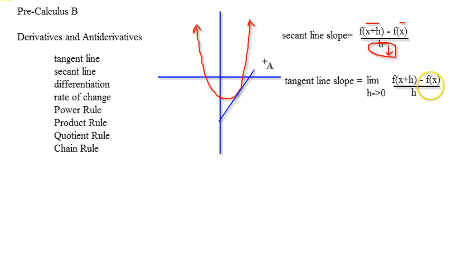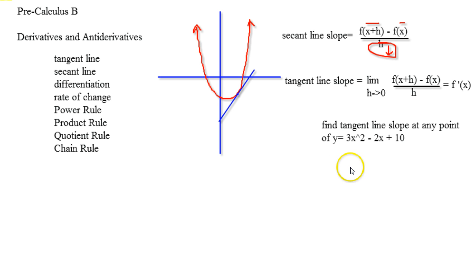Now this is also known as the derivative, f prime of x. And that's another way of rewriting this whole entire part of just working with it. And there are a lot of really cool rules. Okay, so let's find the tangent line slope at any point.